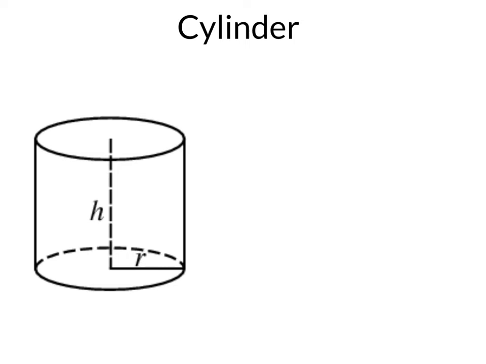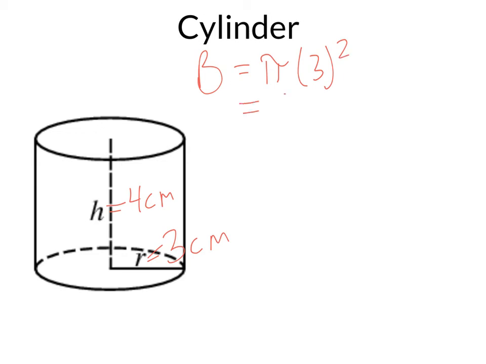Okay. Let's say that my radius is going to be 3 centimeters, and the height is going to be 4 centimeters. Wonderful. Okay, so my base area is going to equal pi times my radius squared. So that's 9 pi. And I've got 2 of those, right? 2 times the base is going to equal 18 pi.